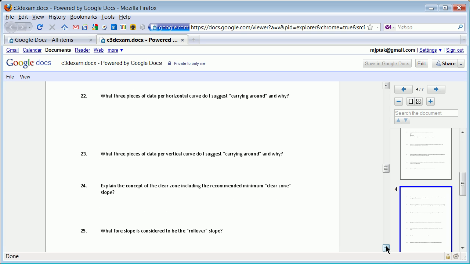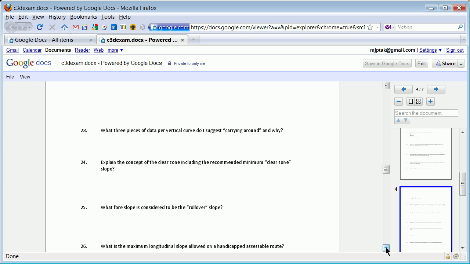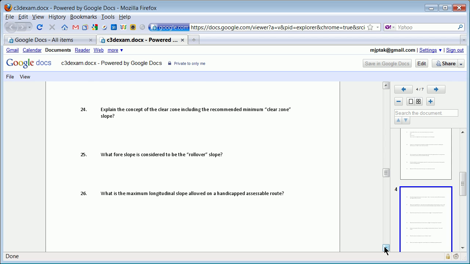24, concept of clear zone is an area just outside the shoulder where in fact you want to keep things clear and safe, so if a car goes off the road it does not result in a fatality. What is the floor slope for a rollover slope? That would be 3 to 1. If you get steeper than 3 to 1, you've got big issues.